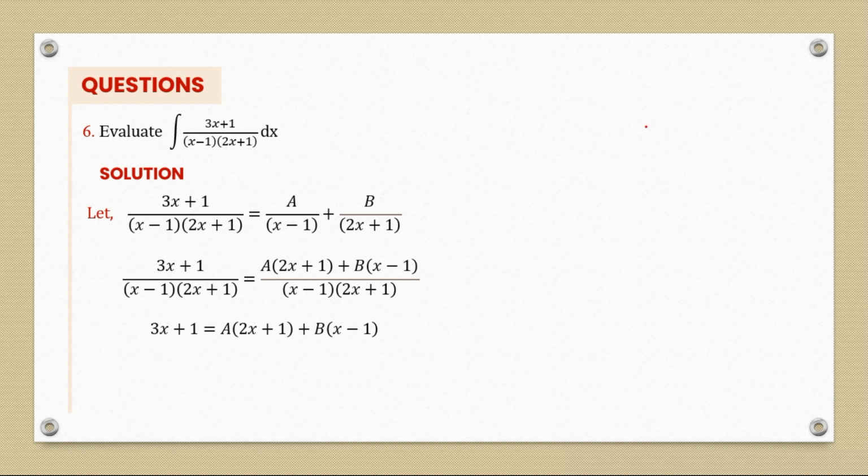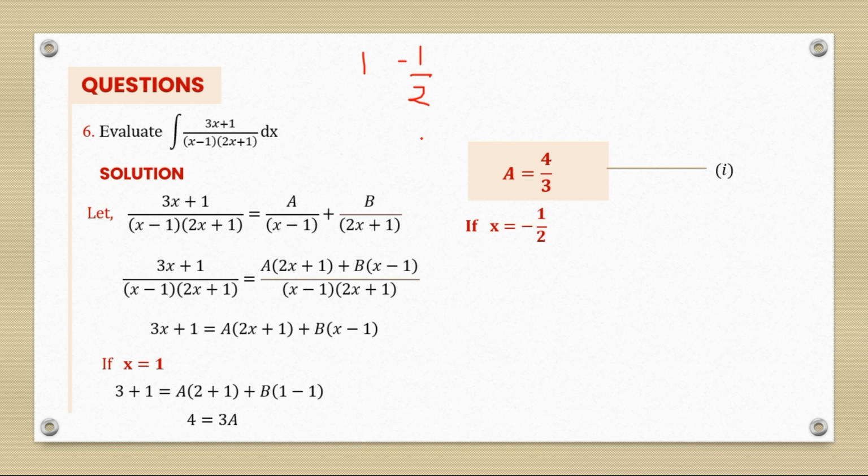So now we can already set values to eliminate. If I want to find the value of A, all I have to do is let x be equal to positive 1, and the B will cancel. Then if I want to find the value of B, all I have to do is let x be equal to negative a half. When I let it be equal to negative a half, the A value will cancel. So if x is equal to 1, this is what we end up having, and 3A shall be equal to 4, of which A shall be equal to 4 over 3.